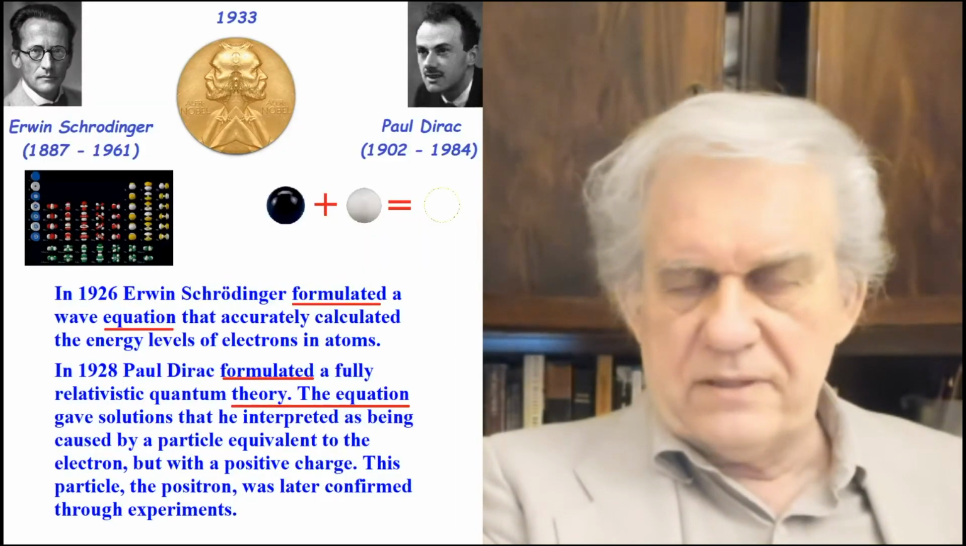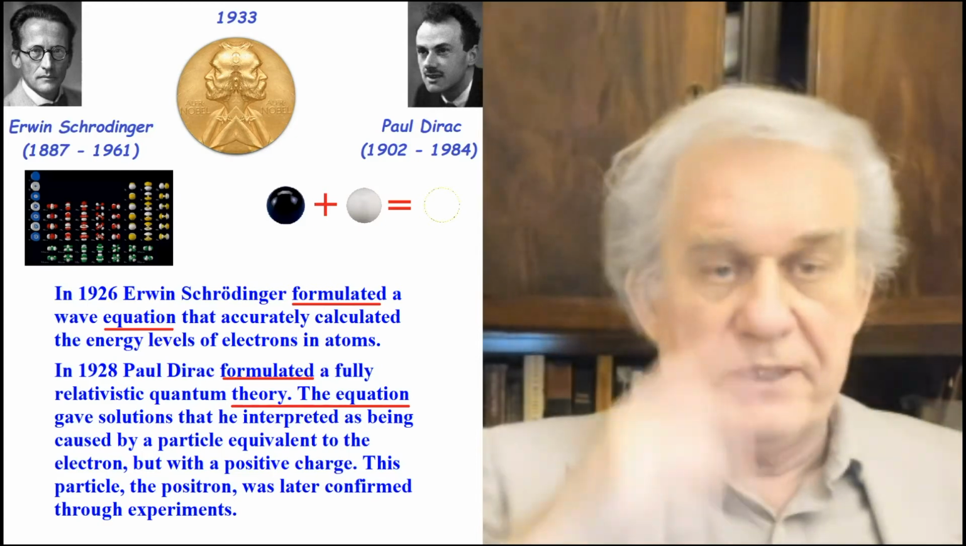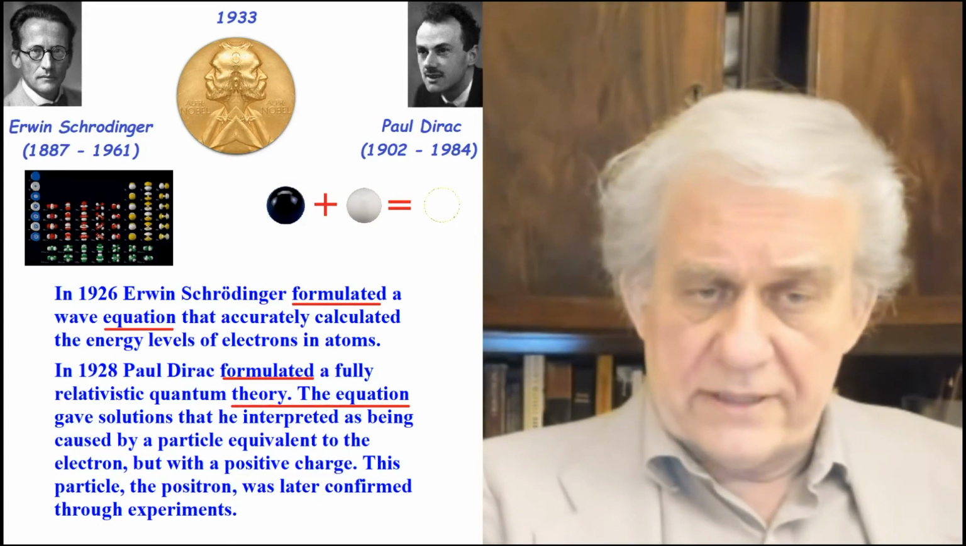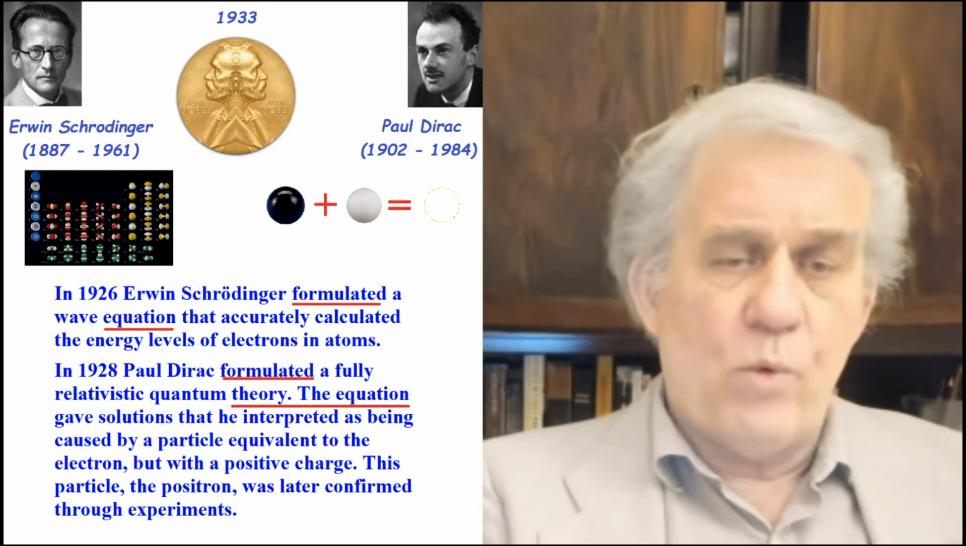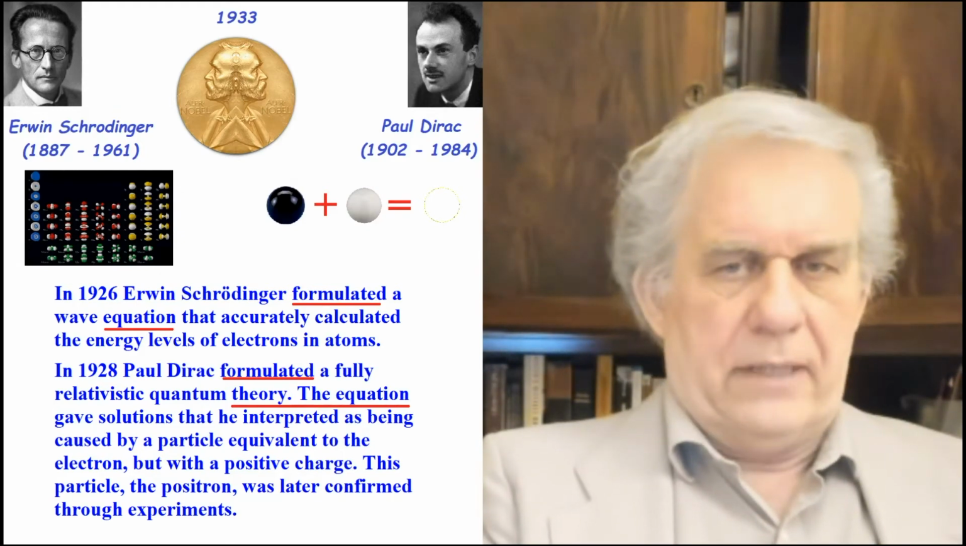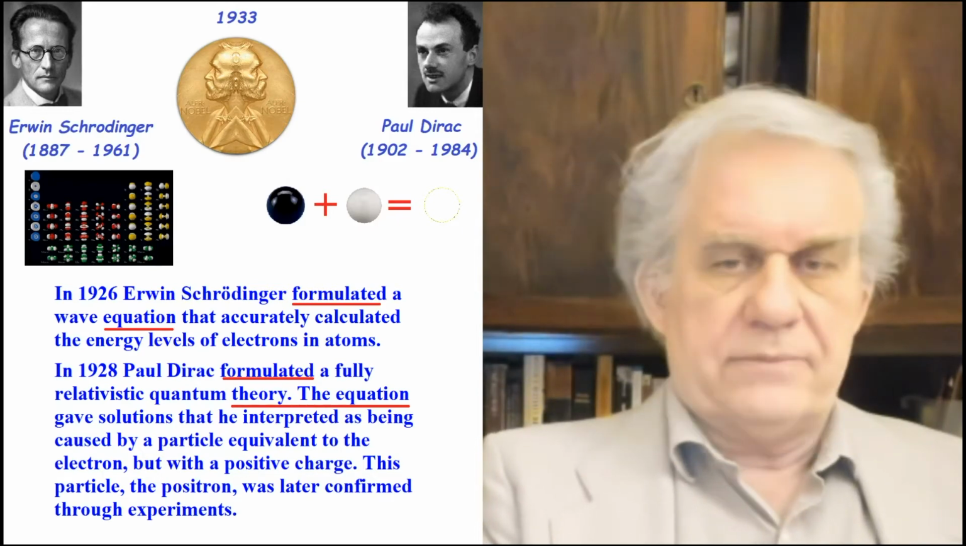Okay, who came next? Well, here we have a duo. They came together, but each one with a little different thing, but they had to split the medal in half and give half to each of them. In 1926, Erwin Schrodinger formulated a wave equation that accurately described energy levels of electrons in atoms.